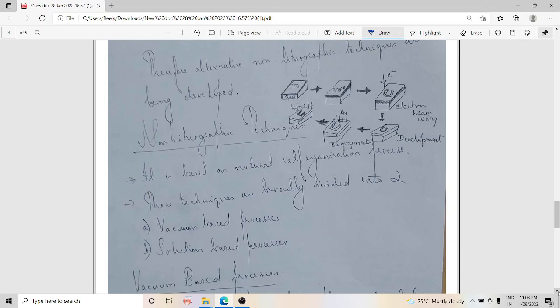Now, what are the non-lithographic techniques? In non-lithographic techniques, it is a natural self-organization process, and these are not printing techniques. Here, actual synthesis of the nanomaterial by self-organization takes place. These techniques are broadly divided into vacuum-based processes and solution-based processes.